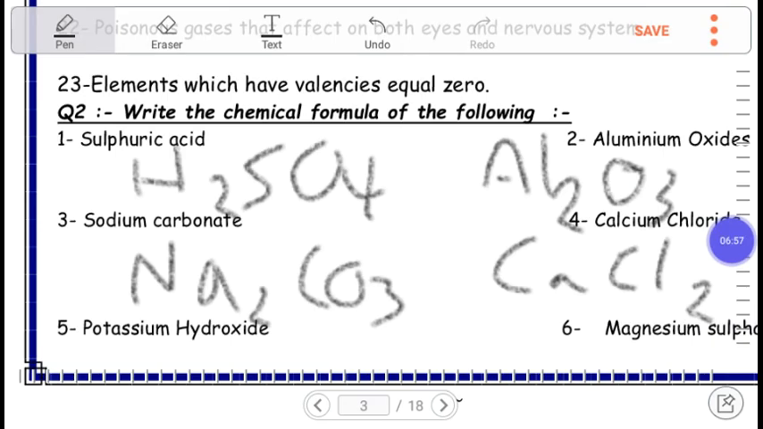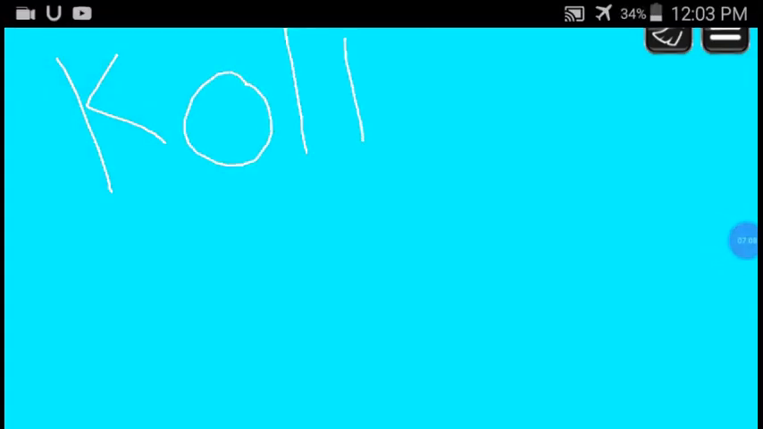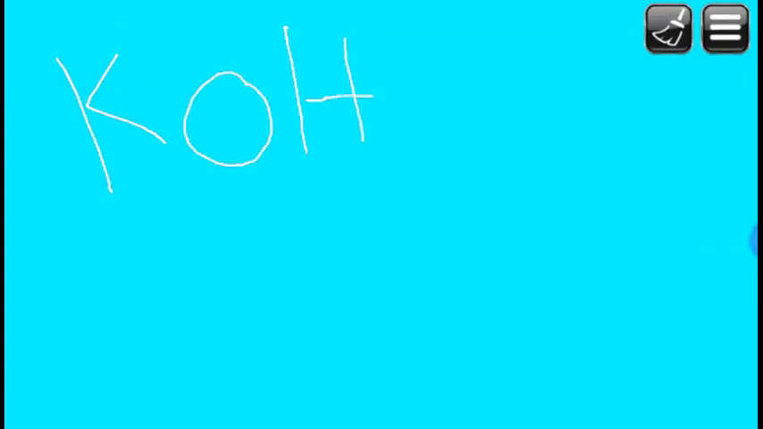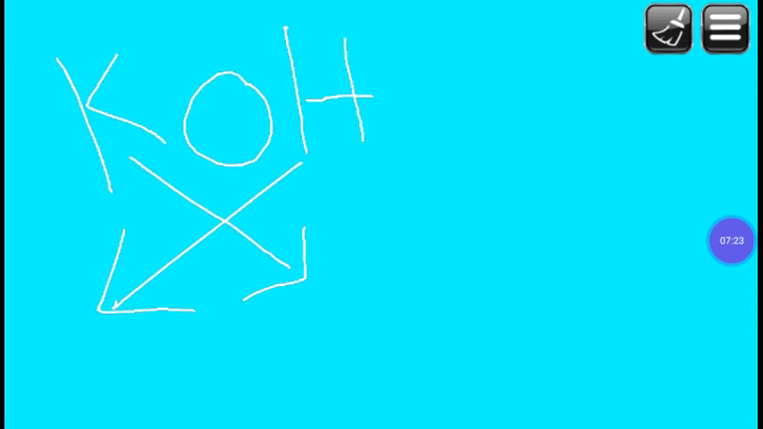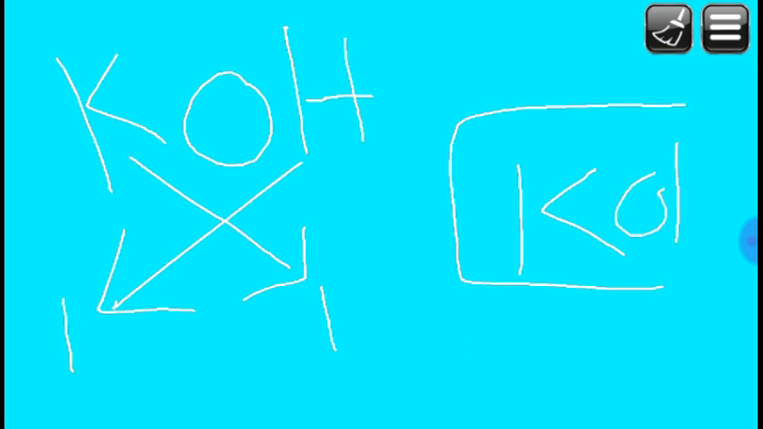Number 5, potassium hydroxide. The formula of potassium is K, and hydroxide is OH. This is an atomic group. So we have the atomic group OH and the valency of the potassium. The potassium is mono and OH is mono also. So we have the formula KOH for potassium hydroxide.